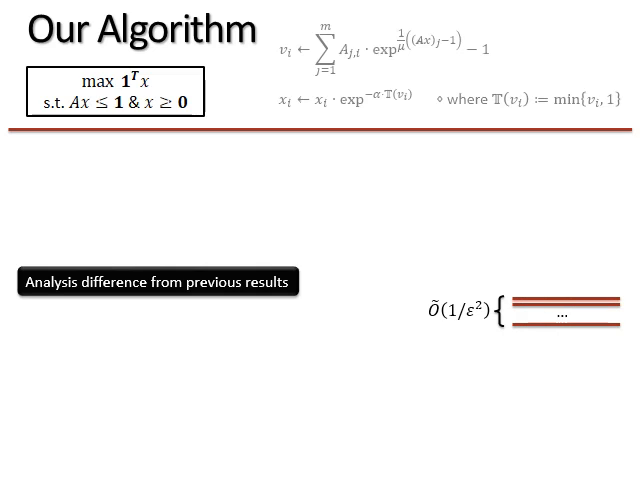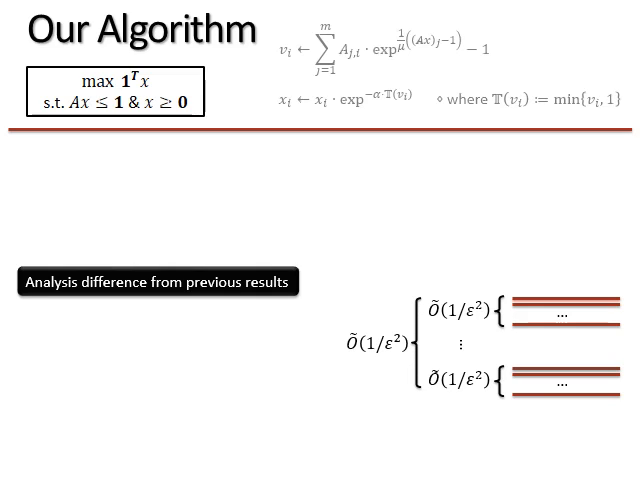Here is how all of the previous parallel solvers work, both in terms of the algorithm and in terms of their proof. They divide the algorithms into groups of iterations. Each group contains up to a log factor 1 over epsilon square consecutive iterations. And then they have a total of 1 over epsilon square such groups. So this is why all of the previous results cannot overcome this 1 over epsilon to the 4th power bottleneck.